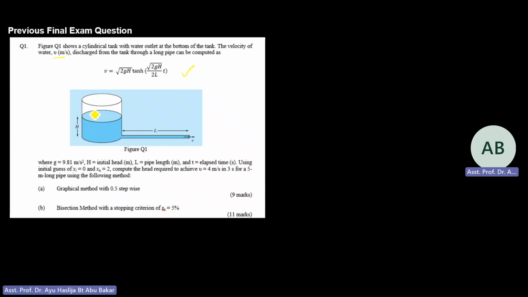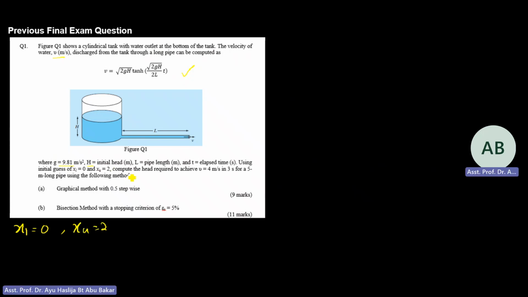The figure over here shows the tank diagram. It gives you the info. G with this value. H is the initial head. L is the path length. T is the elapsed time. So using the initial guess of XL is 0, XU is 2.